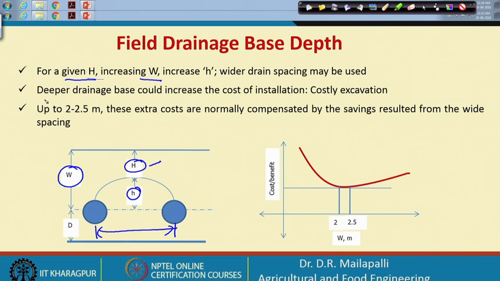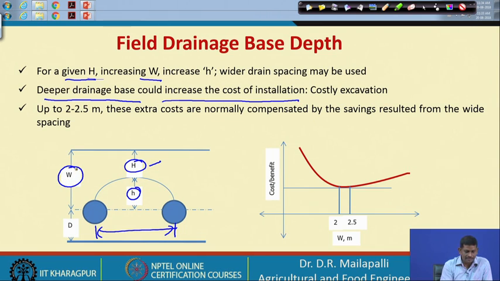A deeper drainage base could increase the cost of installation, because the moment you are digging too much, that is increasing the W. That leads to an installation cost increase, definitely due to the excavation cost. Generally for 2 to 2.5 meters, these extra costs are normally compensated by the savings resulting from the wide spacing.